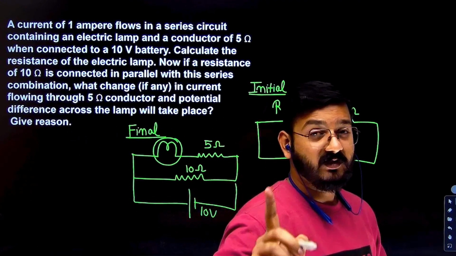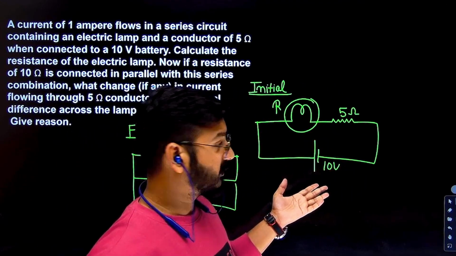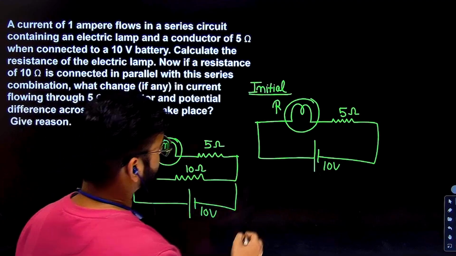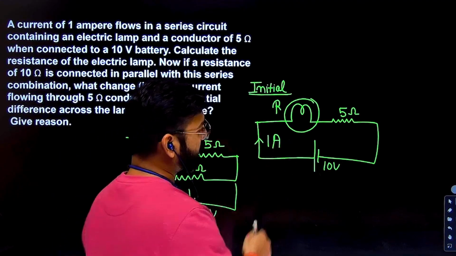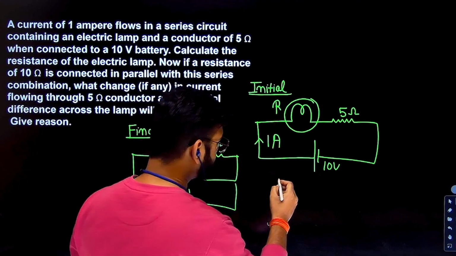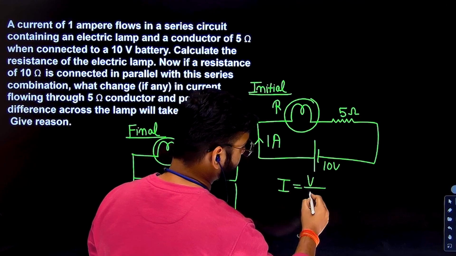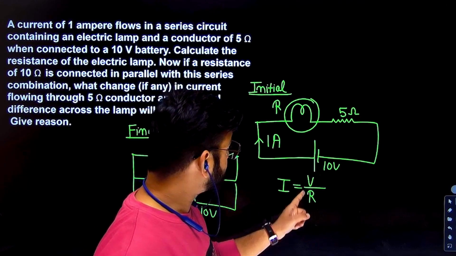So what is the first part? Calculate the resistance of this. Very simple, right? Very simple, because total current is given. So what's the total current? 1 amp. So how will you find this R? Total current is equal to total voltage divided by total resistance. So what is the total resistance of this circuit?